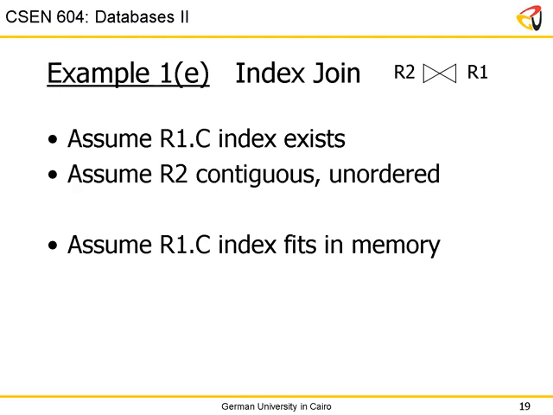If R1 is the primary and R2 is the foreign, most likely the R2 is not sorted according to the foreign key value. I will make the very important assumption here that the R1.C index fits in memory. So we're not going to actually pay IOs for working with the index for now. Again, the assumption is the R1.C index exists, R2 is contiguous, and it's not ordered.